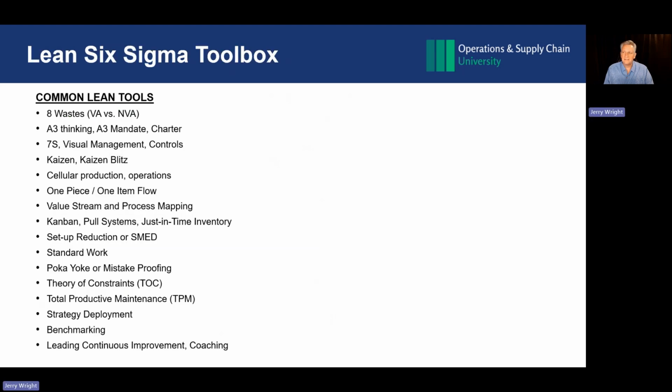Let's look at the Lean Six Sigma Toolbox. Here are the common Lean tools. The 8 wastes that we just discussed, A3 thinking, 5S, 6S, or I like to use 7S, which is visual management and controls, workplace organization. There's Kaizen, remember that means continuous improvement. There's also a Kaizen Blitz, which is like a rapid improvement event. Cellular production, one-piece flow or one-item flow, very important in the Lean toolbox.